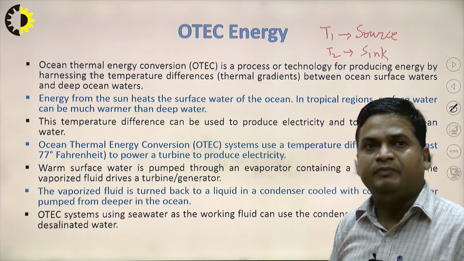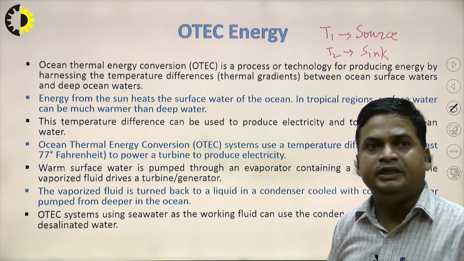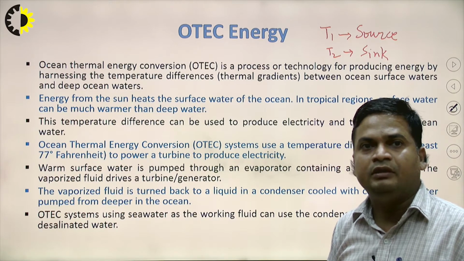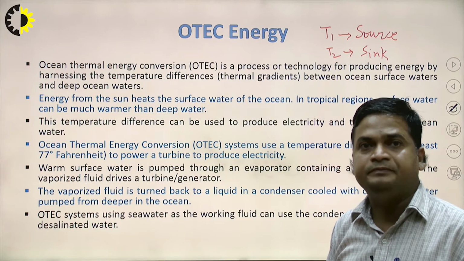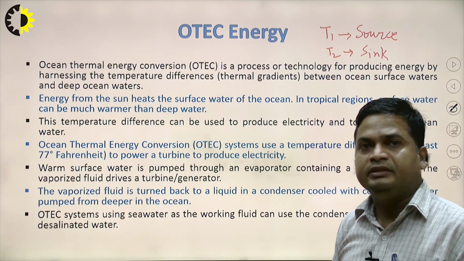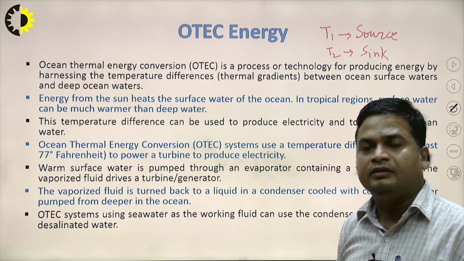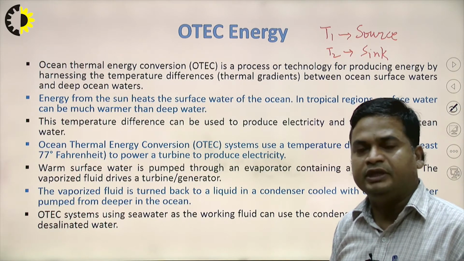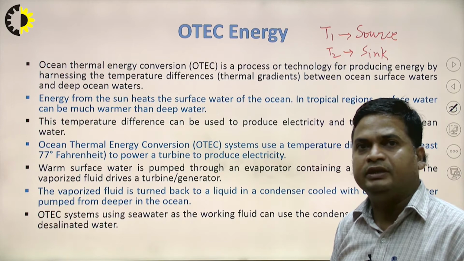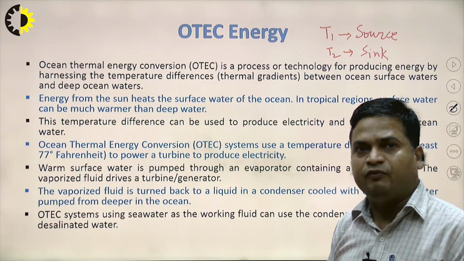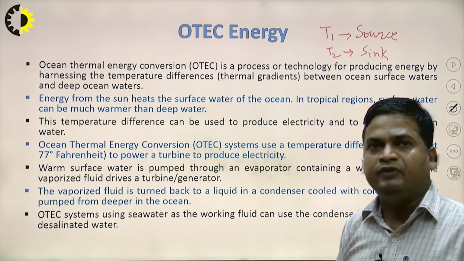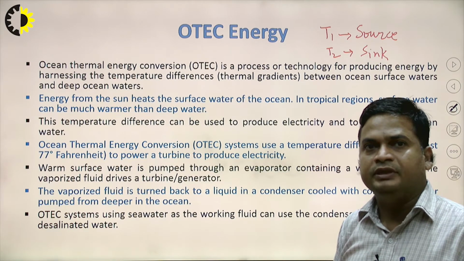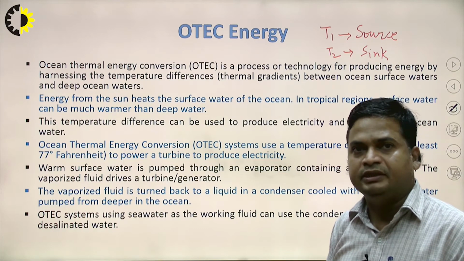So what is happening is that energy from the sun heats the surface water of the ocean. In tropical regions, surface water can be much warmer than deep water. The heat of that higher temperature water, the source at T1, is utilized to convert the working fluid into vapor form, and that vapor is utilized to push and run the blades of the turbine, and the turbine is used to produce electricity.